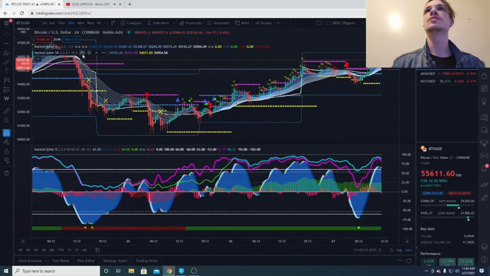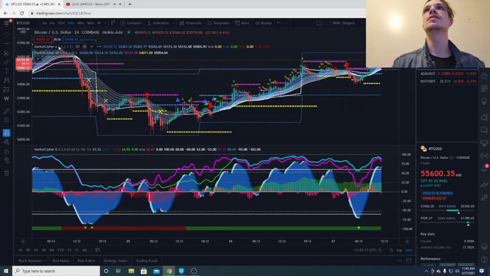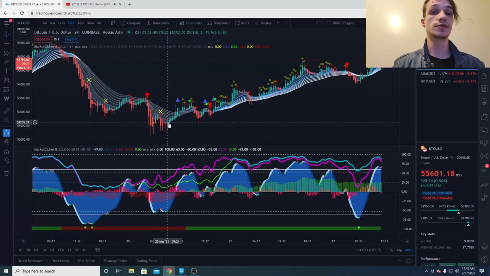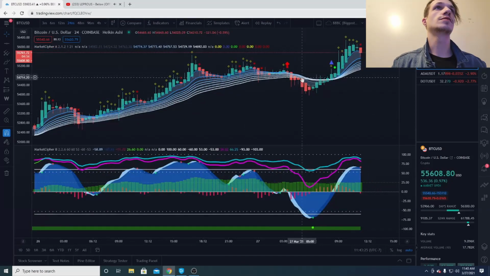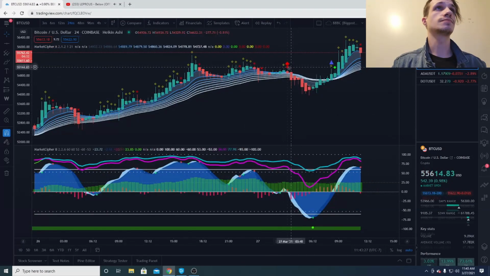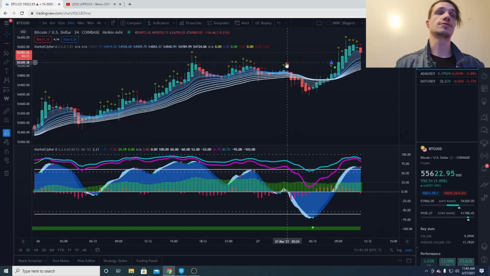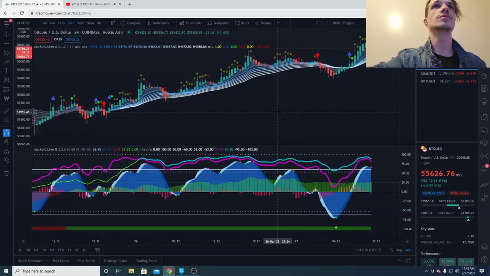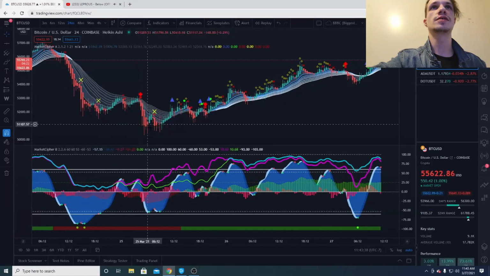Now I do not use Market Cipher SR, so we'll take that off. But I do use Market Cipher A now. I learned that these, what are these called? Not death crosses. Blood diamonds are very, very effective. So when you see a blood diamond, it's almost like a complete confirmation that a trend is going down.